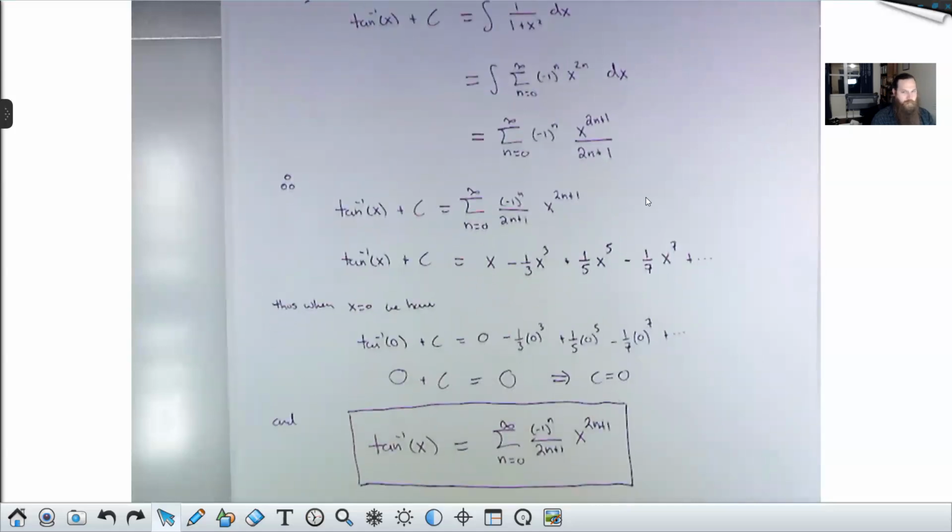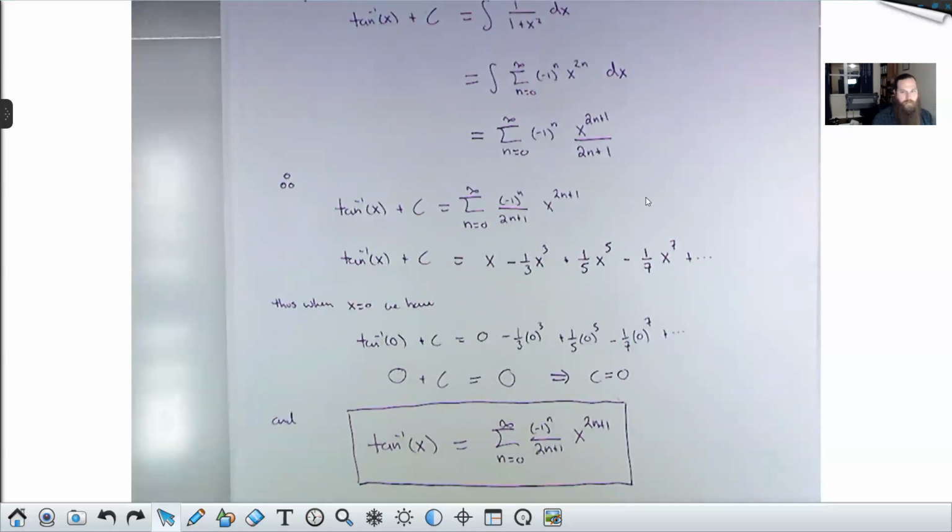And down here we solve for c. And that c was 0.